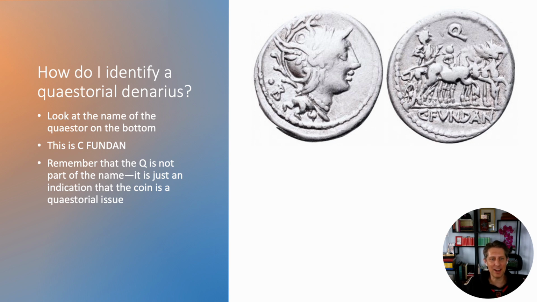So how do I identify it? You basically do the same thing you would with a regular denarius once you recognize that it's a quaestorial one. So to identify the person who issued it, the quaestor, you look at the name on the bottom. So you know the Q is up there, that's an indication of his office, but the name of the person is C. Fundan. So remember, the Q is not part of that name, it's just an indication that the coin is a quaestorial issue.